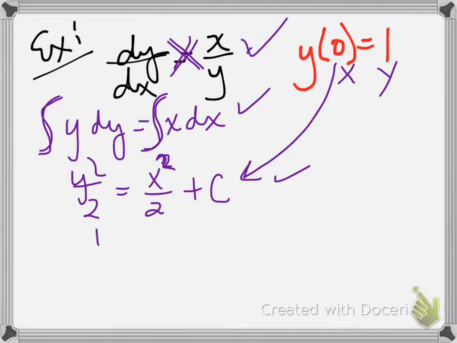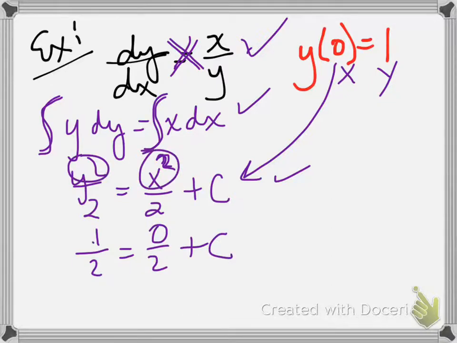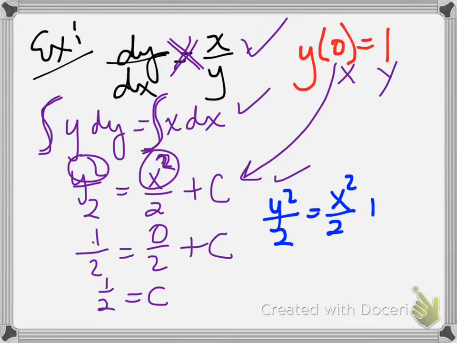So when y is 1, x is going to be 0. Remember, this is x and this is y. And you know 1 squared is 1 and 0 squared is 0. So what I have here is 1/2 equals c. So my c is simply 1/2. So what's my solution then? Well, I had y squared over 2 equals x squared over 2 plus my c, which is 1/2.